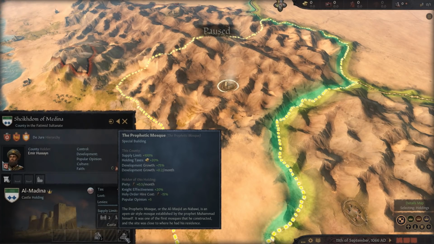You get a plus 100% supply limit countywide. On top of that, plus 20% holding taxes, development growth plus 75%. That's pretty phenomenal. And plus 0.2 per month in development growth. Then you also get 0.5 per month in piety, knight effectiveness of plus 20%, holy order hire cost drops by 15%, and popular opinion grows by 5.